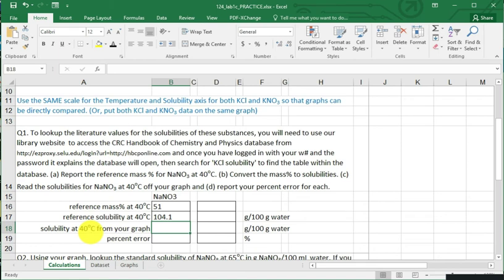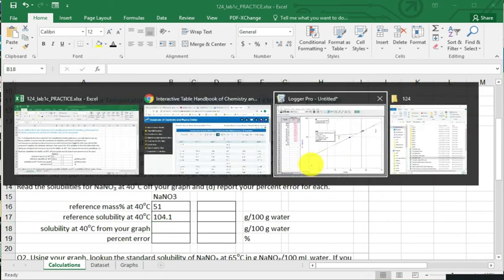By the way, I totally made up those numbers that I'm using for sodium nitrate, so it's probably going to be way off. That's okay. You get the idea. Yours will not be that far off.